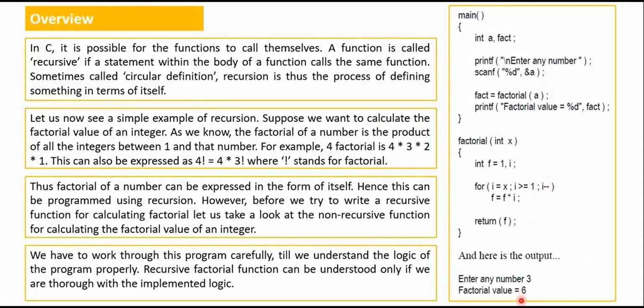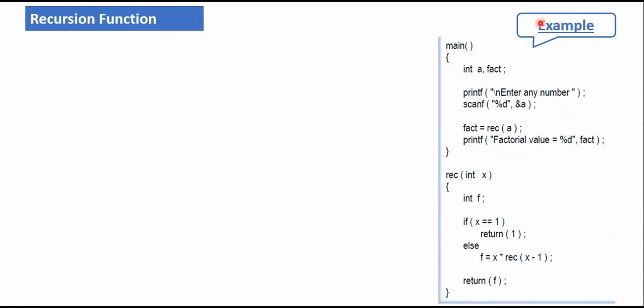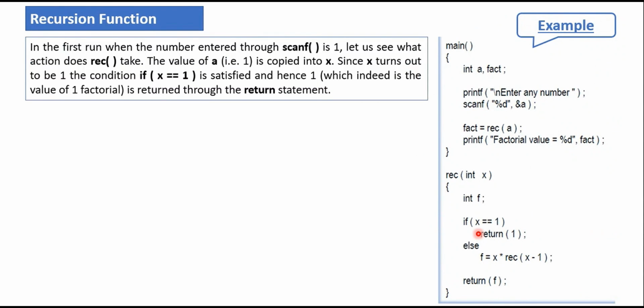Now let's see the recursive function. So this is the recursive function. In the first run, when the number entered through scanf is 1, let us see what action recursion takes. Suppose the number we have entered is 1. So the value of a, that is 1, is copied into x in the recursive function. Since x turns out to be 1, the condition if x equal to 1 is satisfied, and hence 1, which indeed is the value of 1 factorial, is returned through the return statement. That means if x is equal to 1, we return 1 because the factorial of 1 is 1.